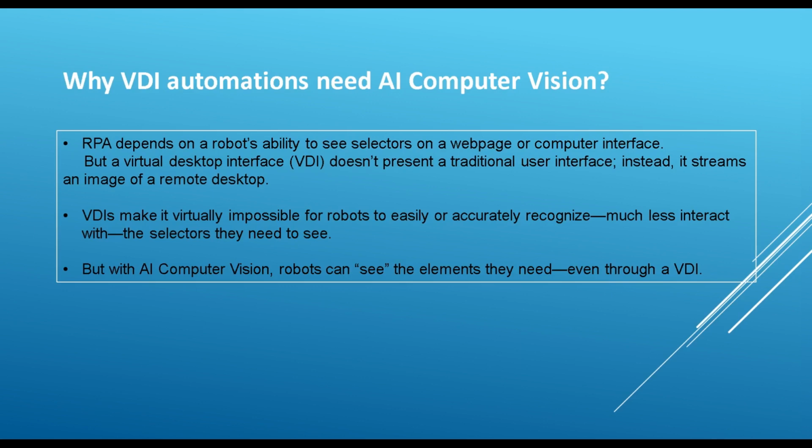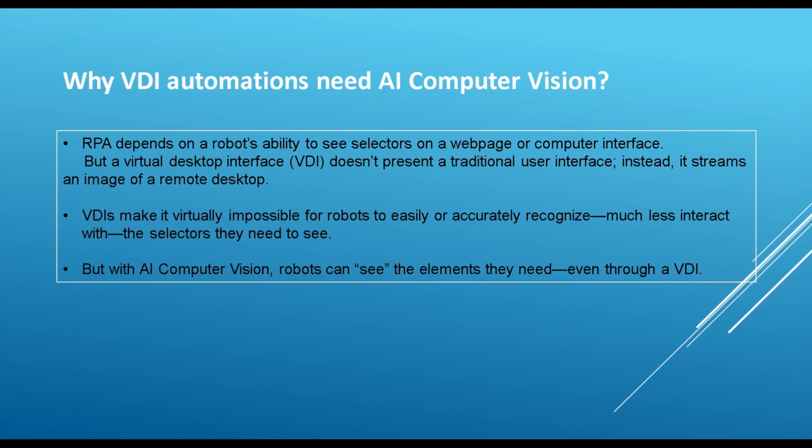VDIs make it virtually impossible for robots to easily or accurately recognize, much less interact with, the selectors they need to use. Yes, because of VDIs, these robots cannot identify the respective selectors to do the automation, right? So it is very difficult for a robot to use the normal activities to do the automation in the VDI. But with AI computer vision, robots can see the elements they need even through a VDI.